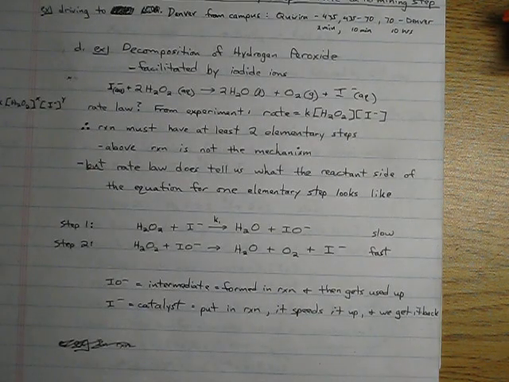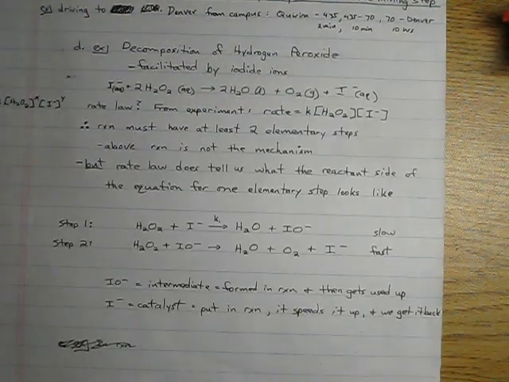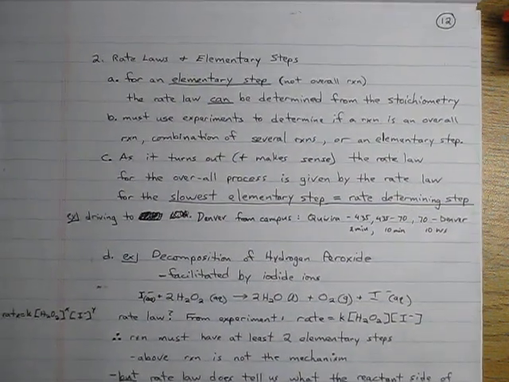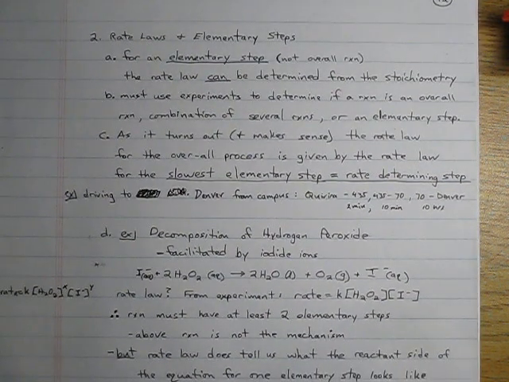let's look at some rules here for our elementary steps and how that corresponds to the rate law. So what we're looking at now is for an elementary step, not the overall reaction, just an elementary step. It turns out, for an elementary step, the rate law can be determined from the stoichiometry of the reaction. For an elementary step, the rate law does come from the reaction of that step.